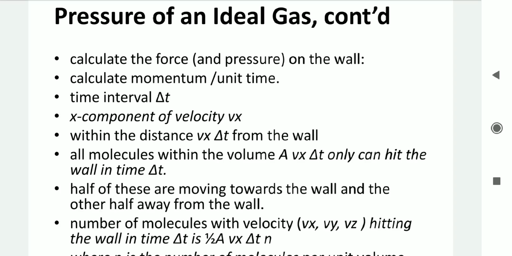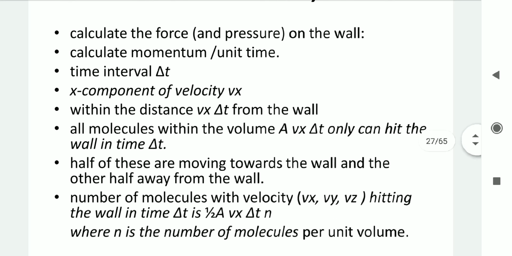Now half of these molecules are moving towards the wall and half of the molecules are moving in the other direction. This is what we are assuming. So let us understand how many molecules are present within this volume. The number of molecules present is the A Vx delta t volume into n. Now from that, half of it, that is 1/2 A Vx delta t into n, are hitting the wall, and the remaining molecules are moving in the other direction.